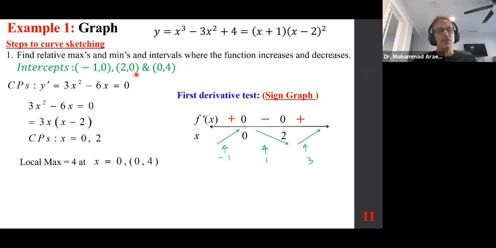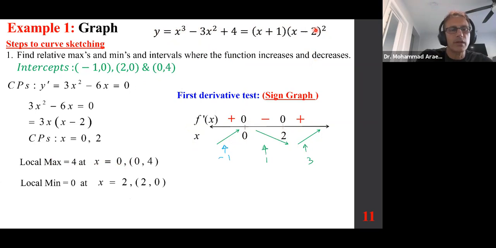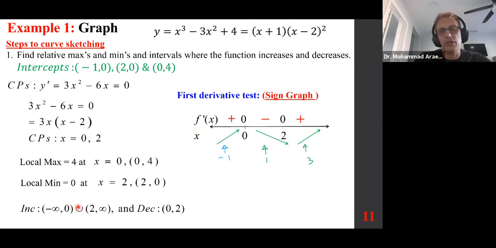Therefore, we are going to write the following. Local max is 4 at x equals 0. So how did you get that? This number goes into the original function y equals f of x. Local min, 0 at x equals 2. And as I mentioned, increasing here and here, that means with the union. We really better say increasing here or here. That's the statement "or". And of course, in between 0 and 2 it is decreasing. This is the first derivative test.